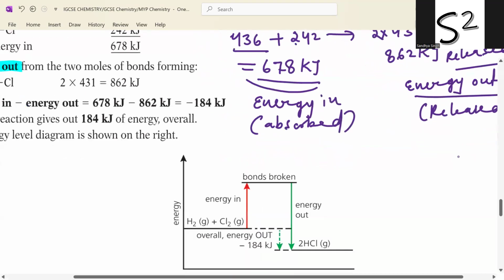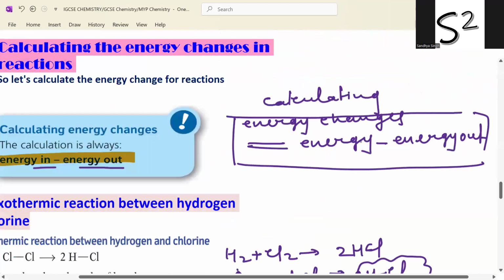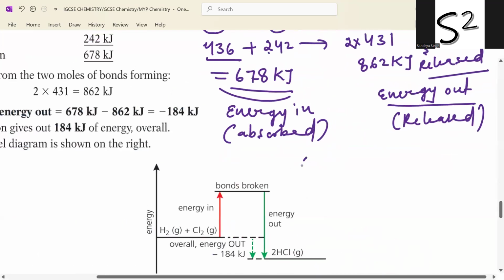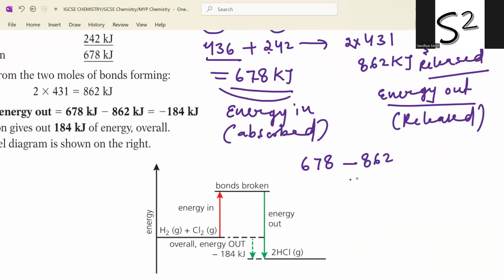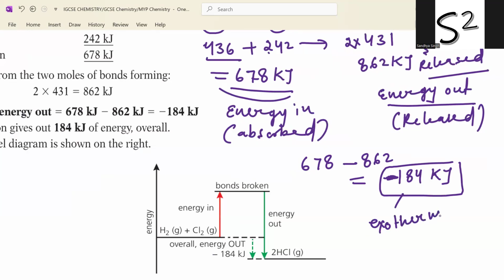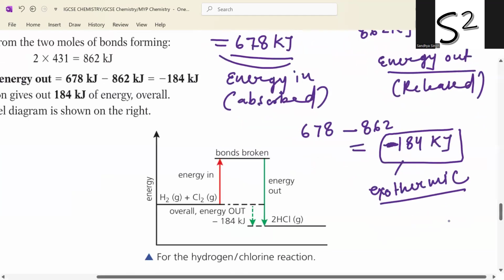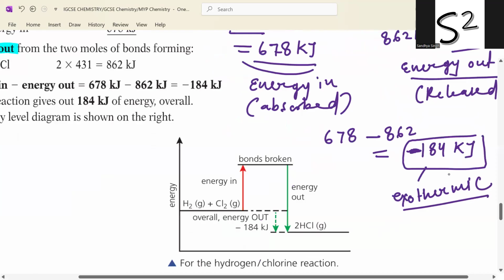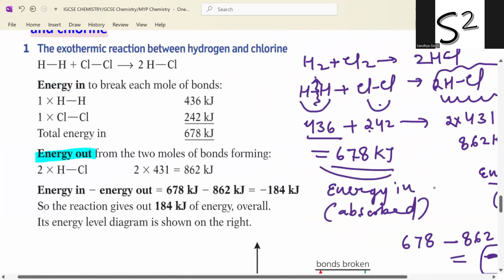Let's calculate it by putting in the formula. The formula is energy in minus energy out. Energy in is 678 and energy out is 862 kilojoule. The answer would be minus 184 kilojoule, because the answer is negative. It means it is an exothermic reaction, because the energy released is more than the energy absorbed.